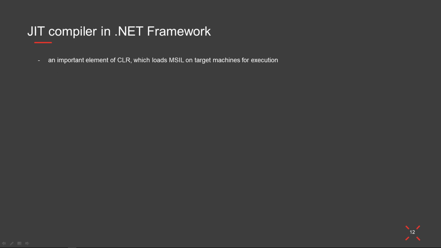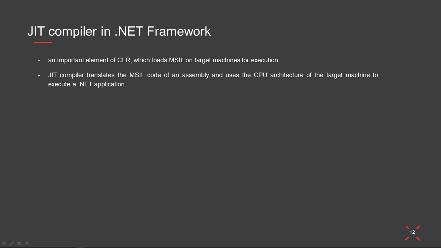So, the JIT compiler in the .NET Framework. The JIT compiler is an important element of CLR, which loads MSIL on target machines for execution. The MSIL is stored in .NET assemblies after the developer has compiled the code written in any .NET compliant programming language, such as Visual Basic or C#. The JIT compiler translates the MSIL code of an assembly and uses the CPU architecture of the target machine to execute a .NET application.